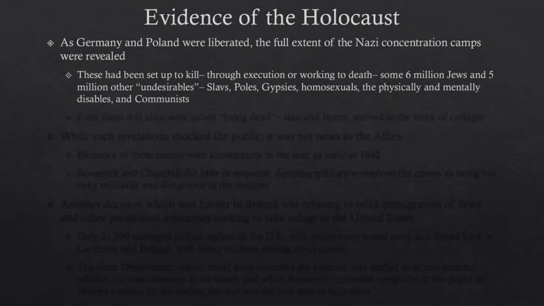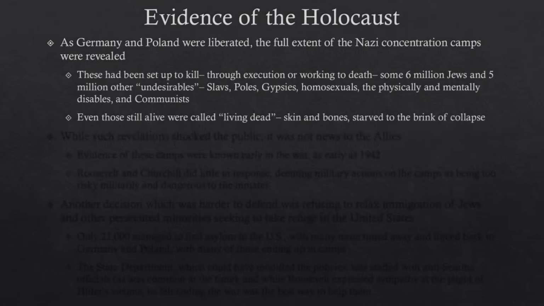killing through either execution or simply working to death 6 million Jews and 5 million other undesirables for the Nazis. Slavs, Poles, Gypsies, which is technically a slur, should be Romani, homosexuals, and those who were physically and mentally disabled, and also the communists. So yeah, the concentration camps had a wide berth in who they were getting rid of. And even those who were found still alive were seen as the living dead. They were all skin and bones.